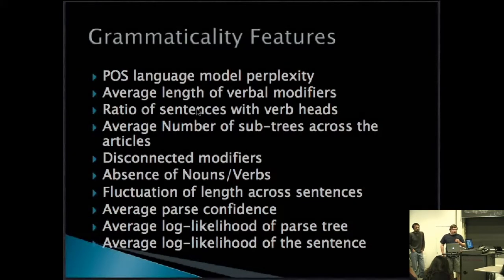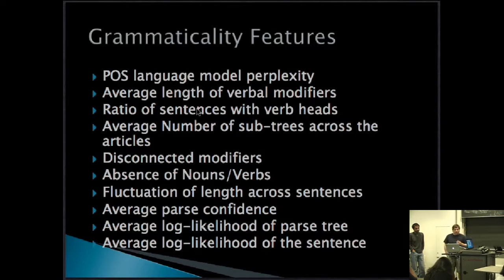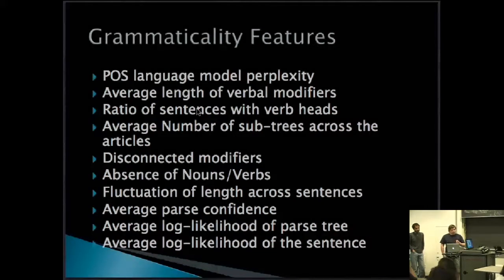Also, we looked at the ratio of sentences with verb heads or not, because in a grammatical sentence, you would expect the verb to be the head of the dependency parse. We also looked at the average number of subtrees containing verbal heads. And then the count of disconnected modifiers was also based on the dependency parser. You'd expect the trigram model to have a lot of modifiers which don't correctly attach to a phrase. And then simple things like the absence of nouns and verbs in a sentence, and the fluctuation of length across sentences.